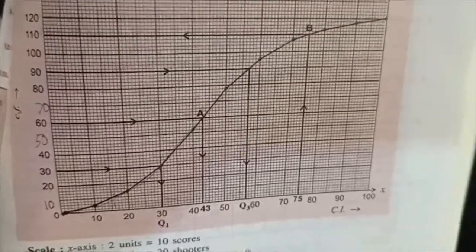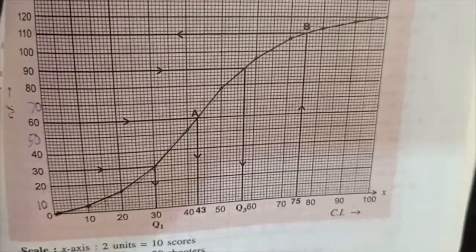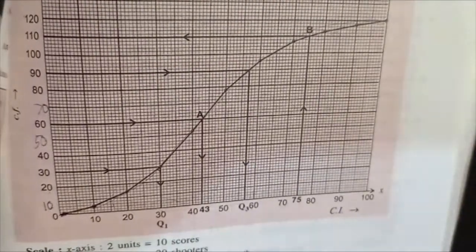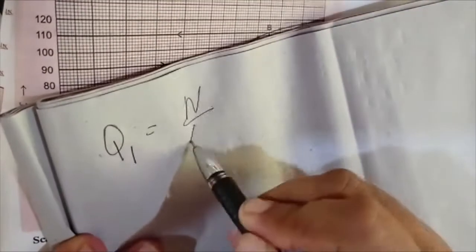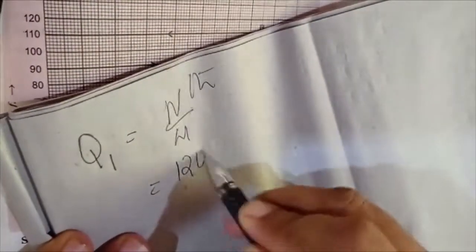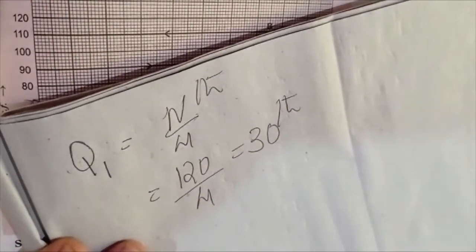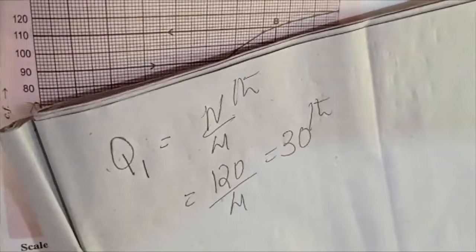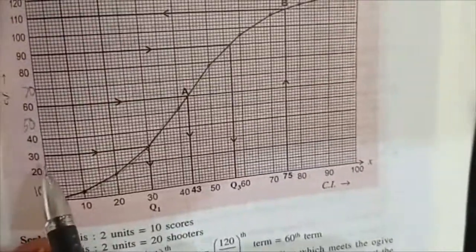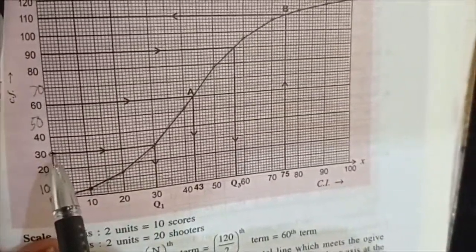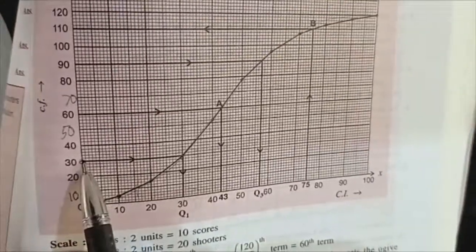Now listen. First you can draw. Q1: what is the meaning of Q1? Q1 means n by 4th item. That means 120 by 4. What is 120 by 4? The 30th item. Same procedure as median. On the 30th item, mark the point 30.